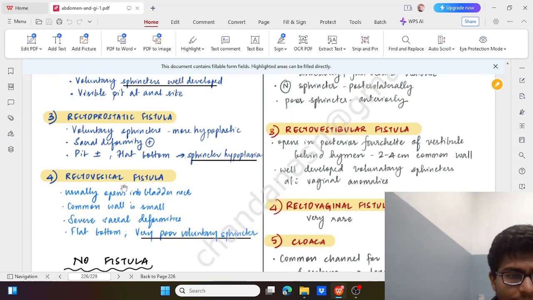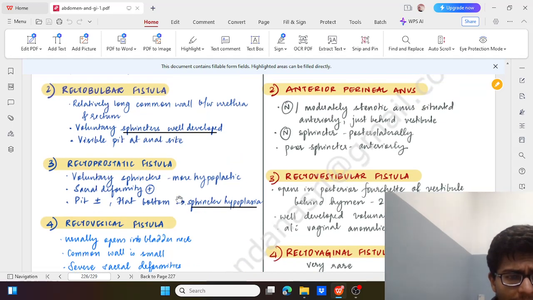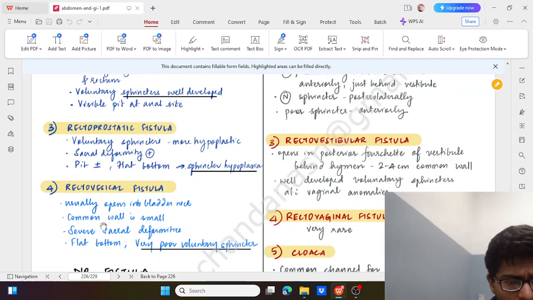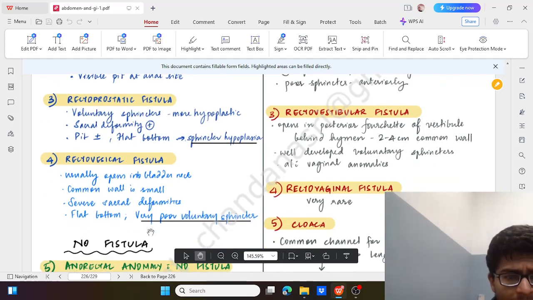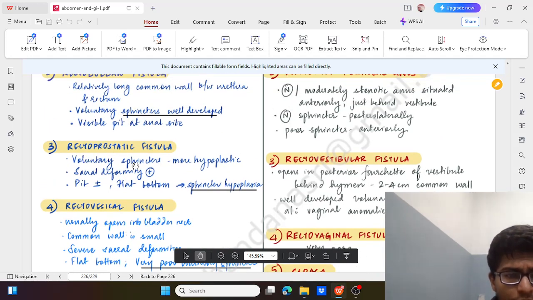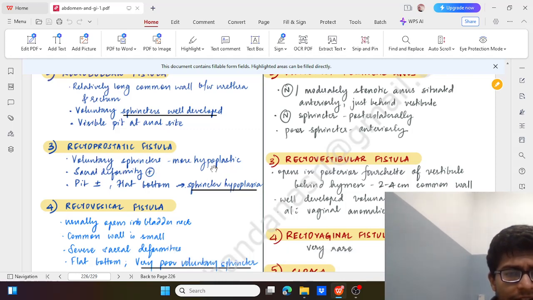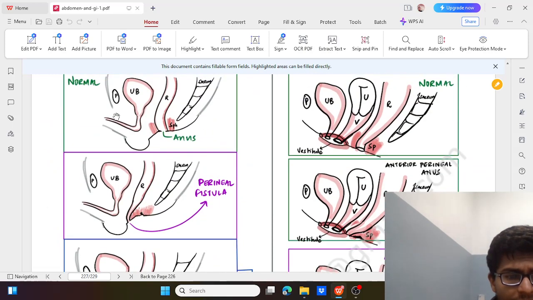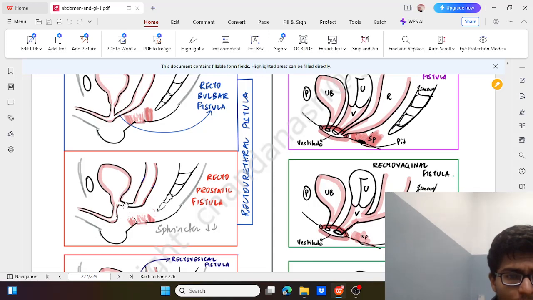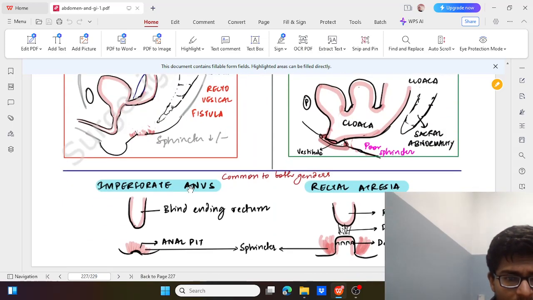Then rectovesical fistula, where it opens into the bladder, and the common wall is small, and there will be associated sacral deformity and a very poor voluntary sphincter complex. Similar is the rectoprostatic fistula, where the sphincter is more hypoplastic. There will be sacral deformity and the rectum opens into the prostatic urethra. Here is the diagram of rectoprostatic fistula and rectovesical fistula.